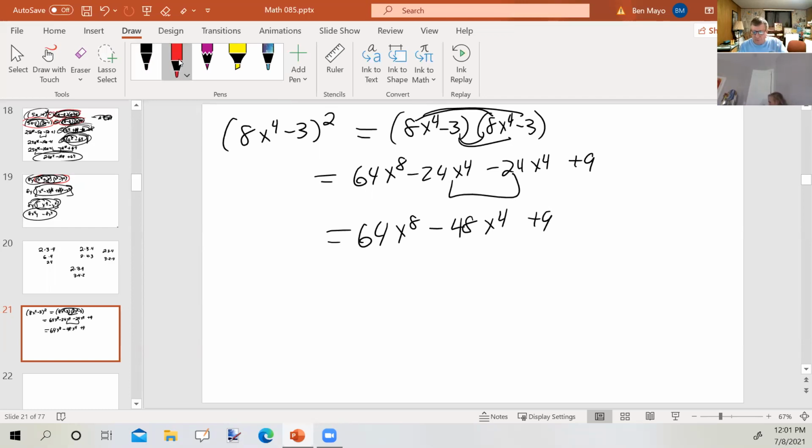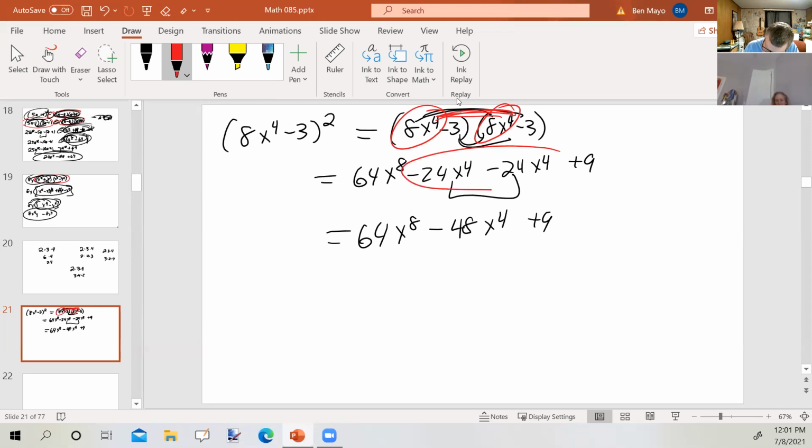Now you've got to really be careful here, because in this problem here, when we multiply, we add the exponents to get 64x to the 8th. But here, when we add or subtract, we just add or subtract the coefficients, okay? We don't add the exponents there. So again, you've got to be really careful, keep track of what operation you are performing at the time, okay?